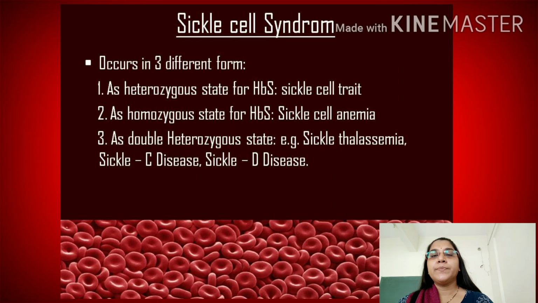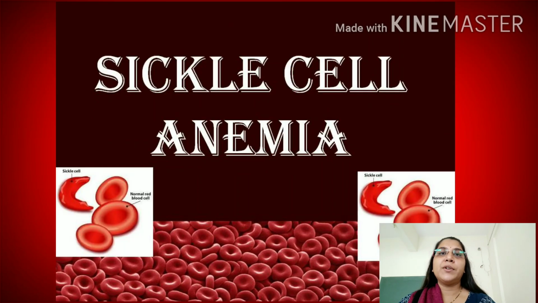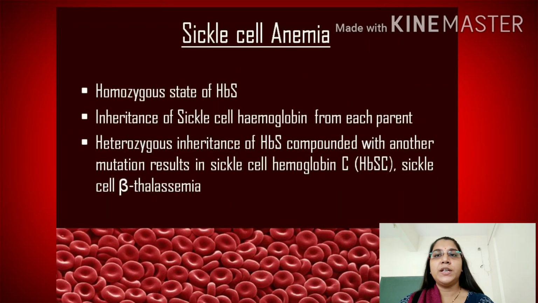Here, both genes are defective and both contain the sickled hemoglobin genetic material, and that's why they are known as homozygous. The third one is the double heterozygous state, in which different types of anemia are there, known as sickle thalassemia, sickle cell C disease, sickle cell D disease, like that. Now we are going to see about sickle cell anemia, that is the homozygous state of HbS, that is hemoglobin S, meaning sickled hemoglobin.